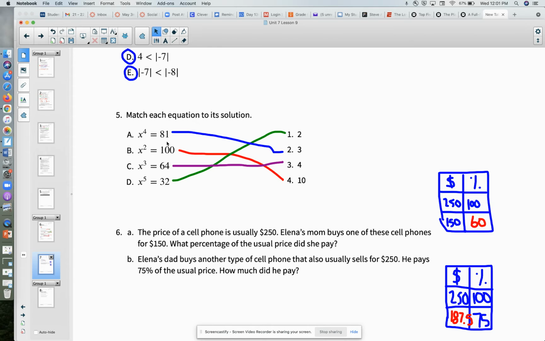Okay, number 5. 3 to the fourth power is 81. 10 to the second power is 100. 4 to the third power is 64. 2 to the fifth power is 32.